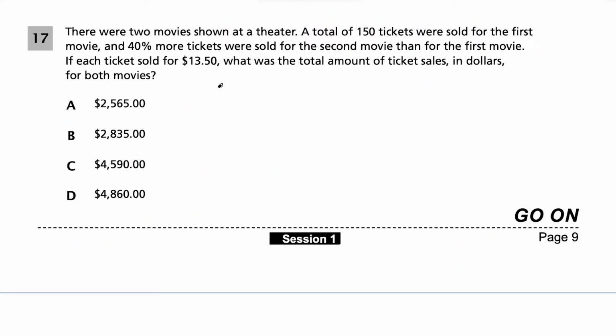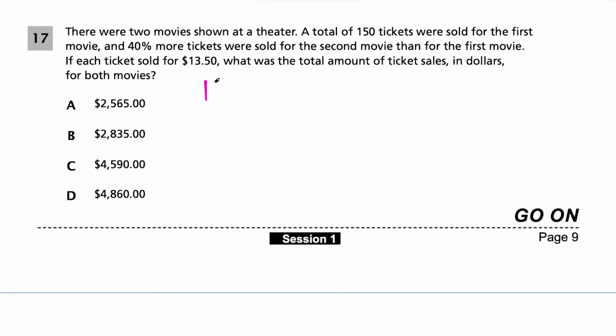Question 17. There were 2 movies shown at a theater. A total of 150 tickets were sold for the first movie, and 40% more tickets were sold for the second movie than for the first movie. If each ticket sold for $13.50, what was the total amount of ticket sales in dollars for both movies?